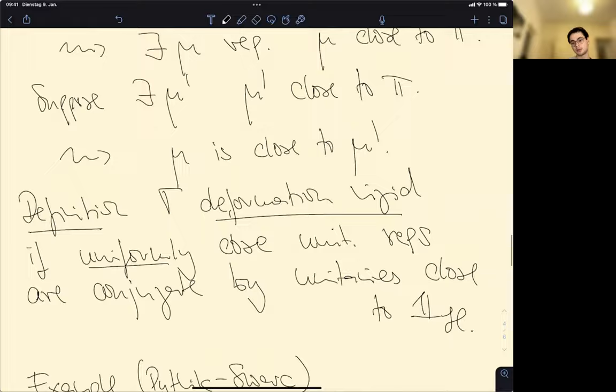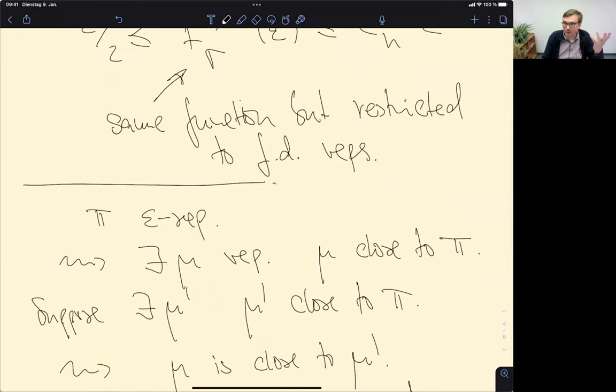Well, it could be motivation enough to ask: if you have an epsilon representation, is there a unitary representation? And second question, is it unique up to something natural? Of course, it's unique up to being close, because they are close, but is it unique up to unitary conjugation by a unitary close to the identity? That seems like a natural secondary question. So once you ask existence, then you ask uniqueness. So that's quite natural.